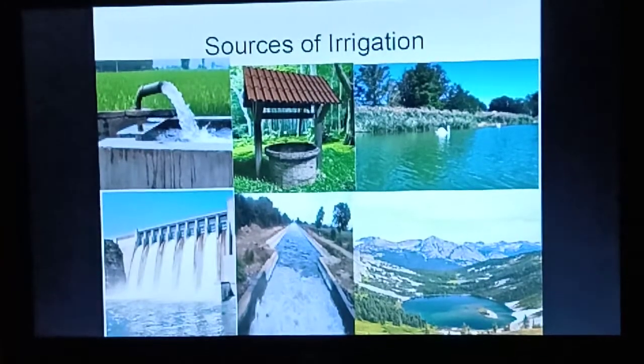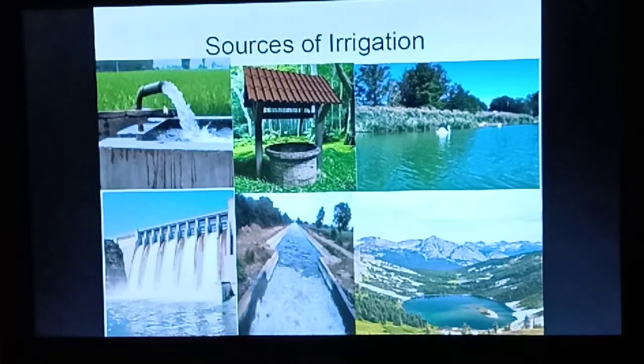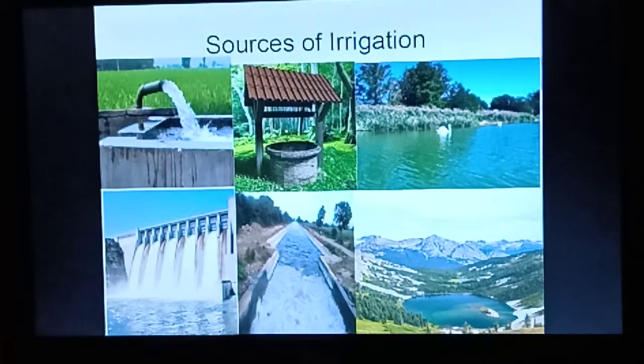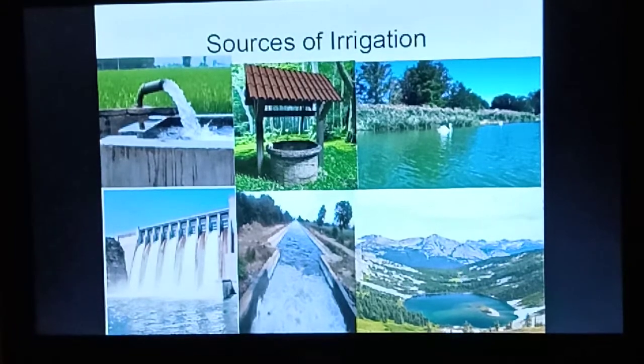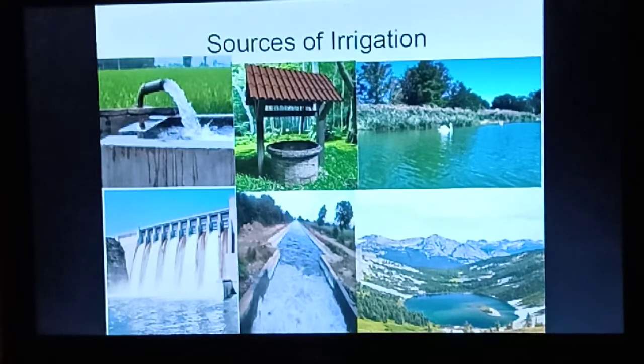Now we come to the sources of irrigation. First of all, we'll talk about this: you can see it is a tubewell, it is a well, it is a pond, and this is a dam. You can see this is a canal, and this is a lake, or this is a pond. You can say anything. So these are mainly the sources from which we get water for yielding.